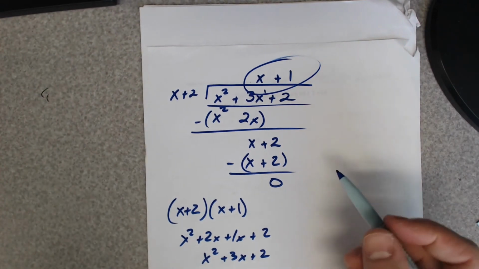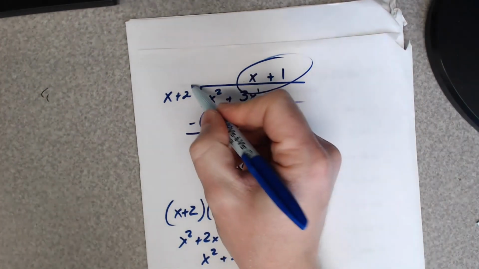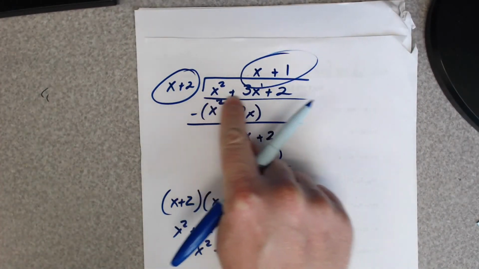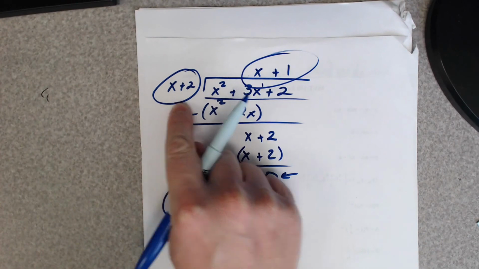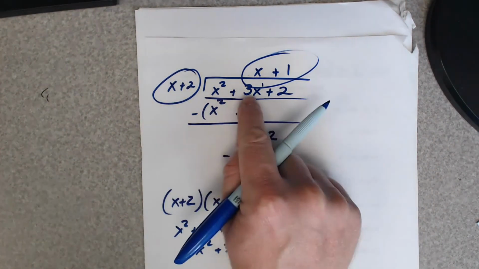So here's the deal. If your remainder is 0, then this is a factor of this guy right here. You have found this is a factor of what you're dividing into. If your remainder is 0, then this is a factor of this.